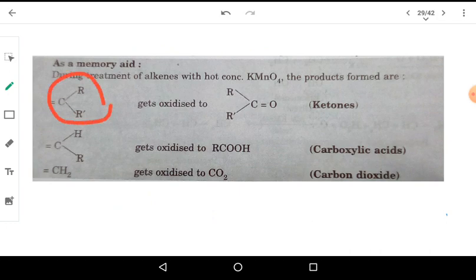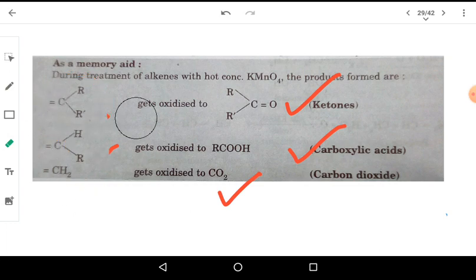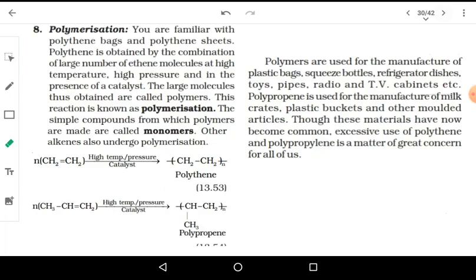If we have substituents like this, two alkyl groups which are substituted on the carbon, that is going to oxidize to give this, that is ketone. On the other hand, if we have one hydrogen and another is an alkyl group added to the double bonded carbon, then we will be getting carboxylic acid. And if we simply have an alkene, then it is oxidized to carbon dioxide. So this is an important memory aid which will help you in solving the questions related to addition of KMnO4.